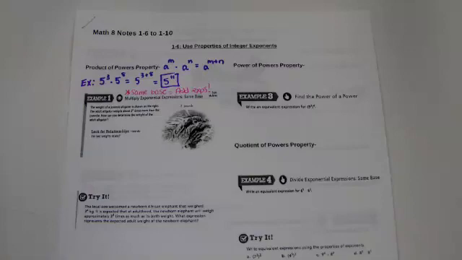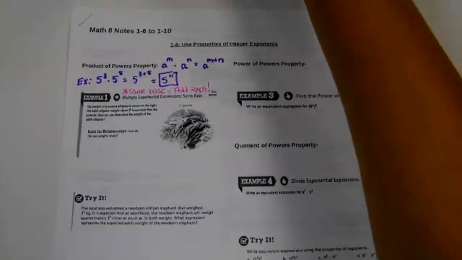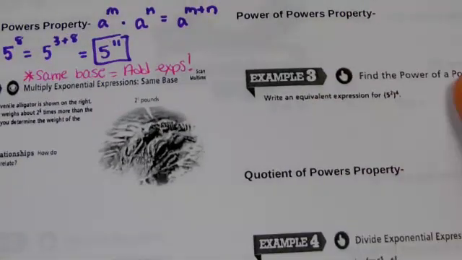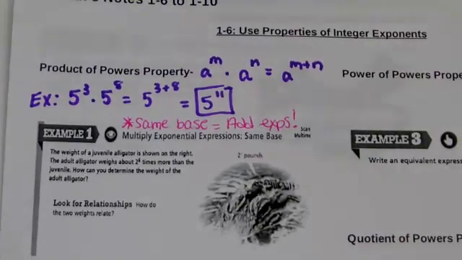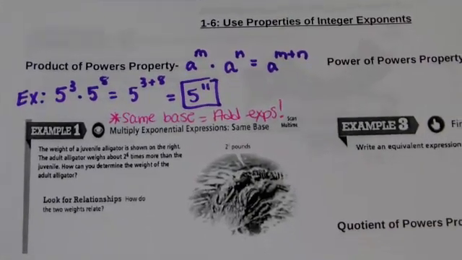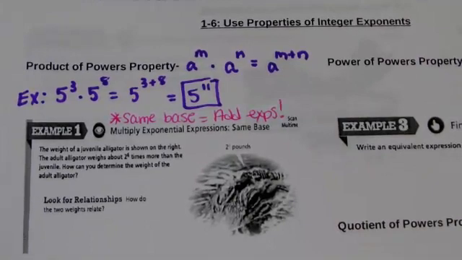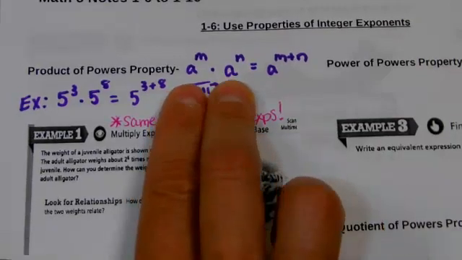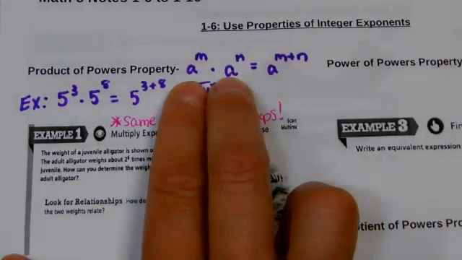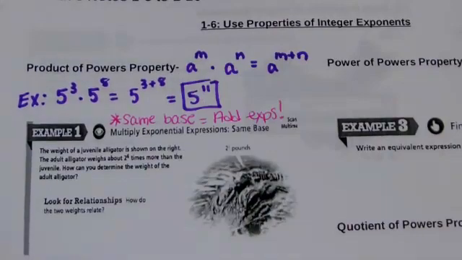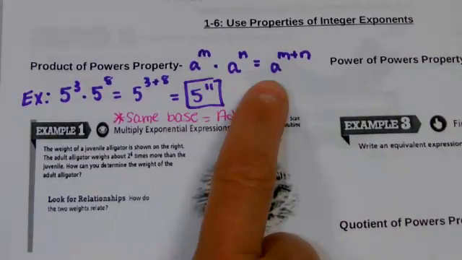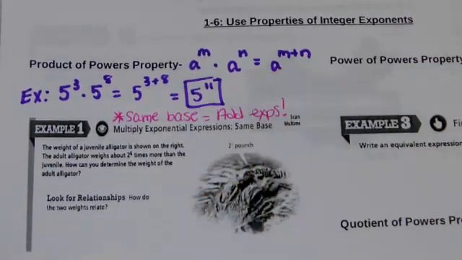Okay, we're going to start with something called the power of, or product of powers property. I'll zoom that in for you so you can see what I have written and what you should write. The product of powers property basically states that if you have two numbers that have the same base, the big number at the bottom, but different exponents, and they're multiplied together, you can keep that same base and add the exponents.